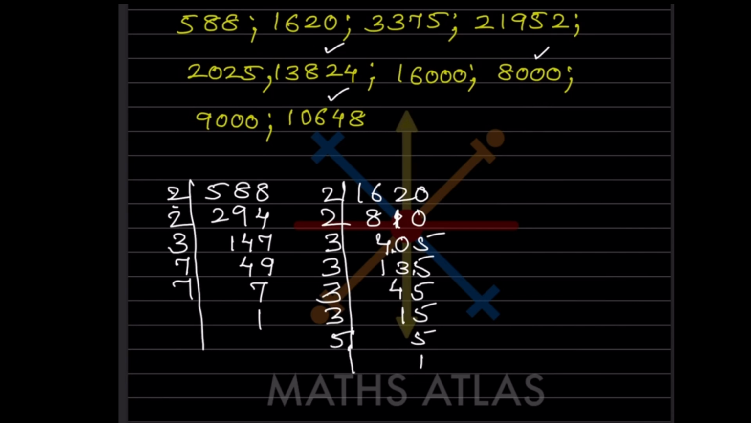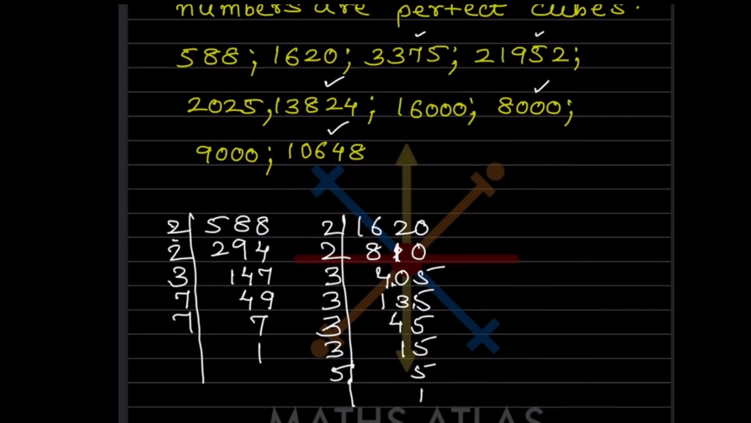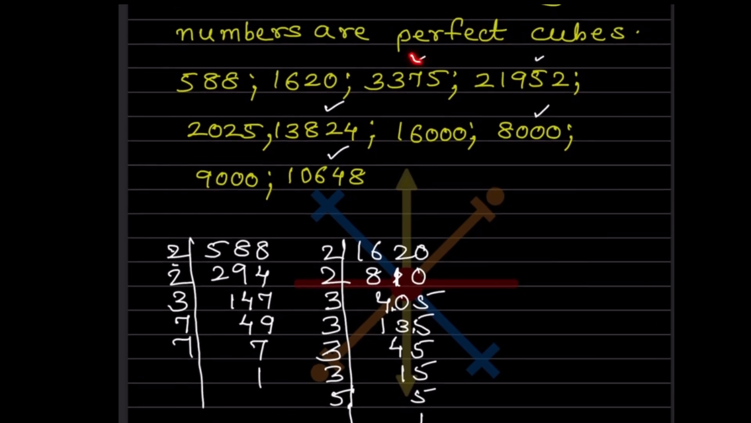So now what you can see here, again this is not a cube because here there are just 2 numbers. Here there are 4 numbers. So this also is not a cube. Now we'll just see which I have put a tick. The rest you can check yourself because you know the prime factorization method. So now we will just see here 3375.